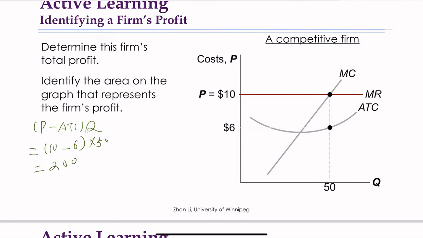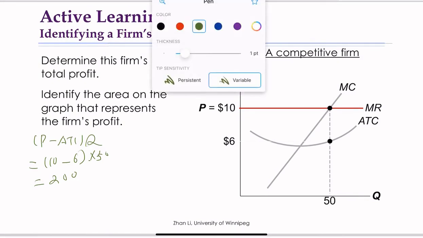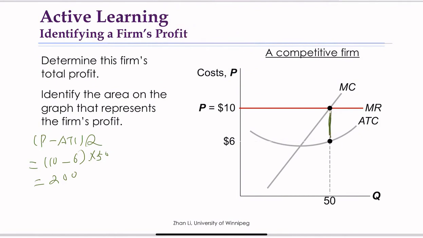And then we have to identify the area. Well, so we have the difference between the price and average total cost as this section, right? And then quantity is just 50. So the area which identifies profit is like this.